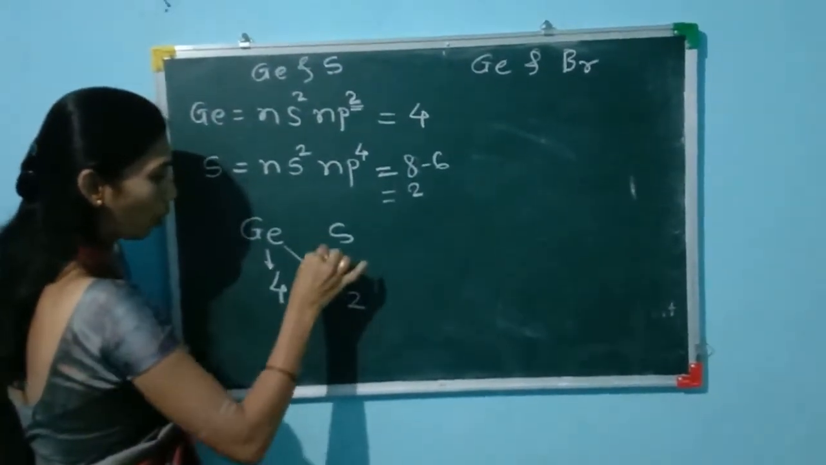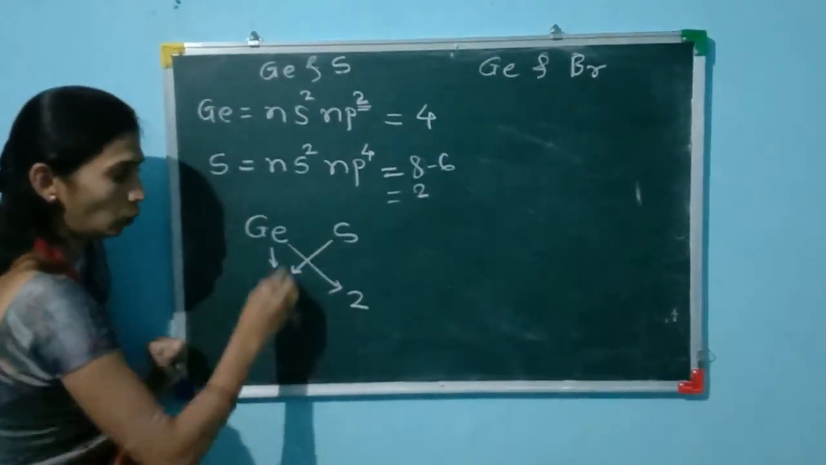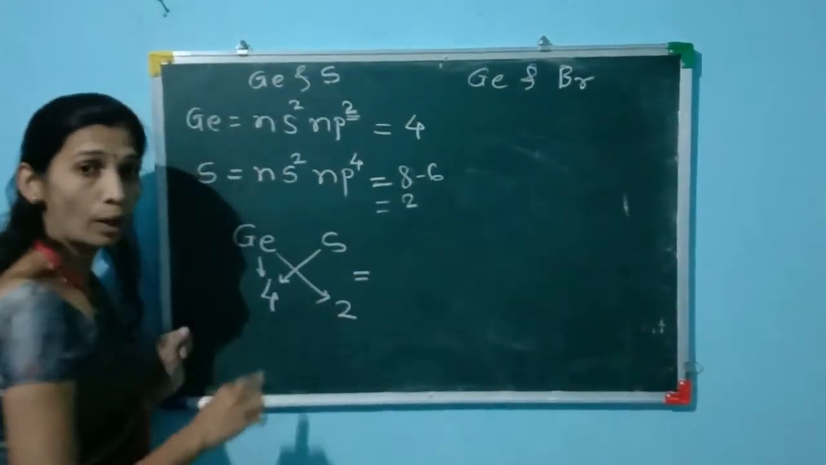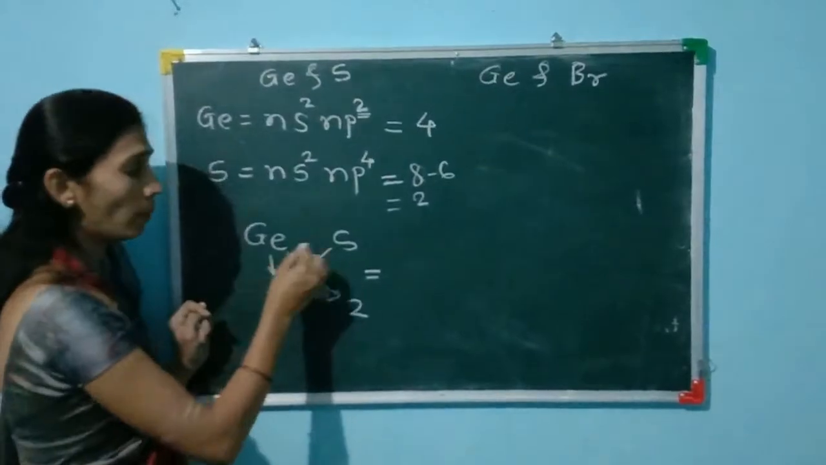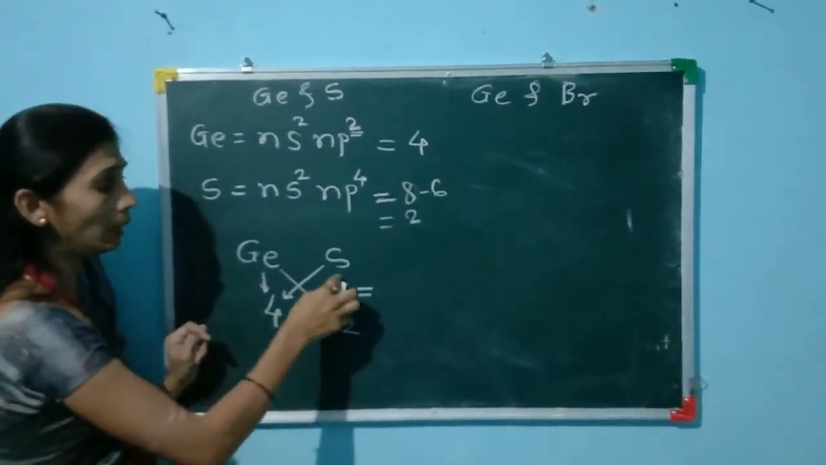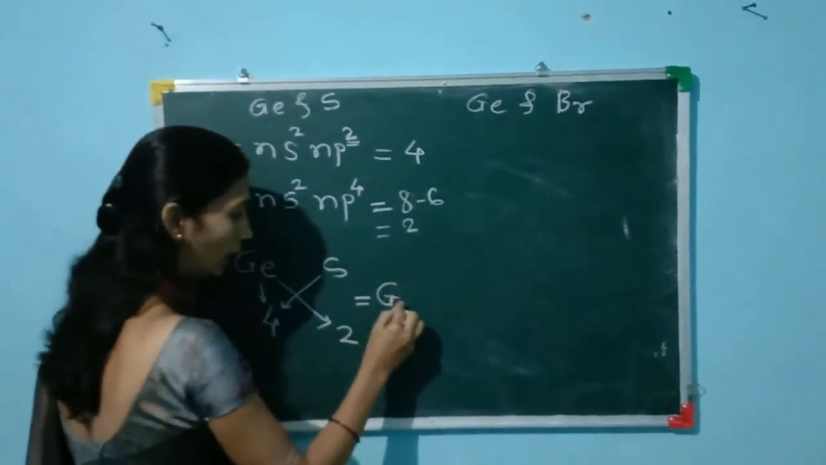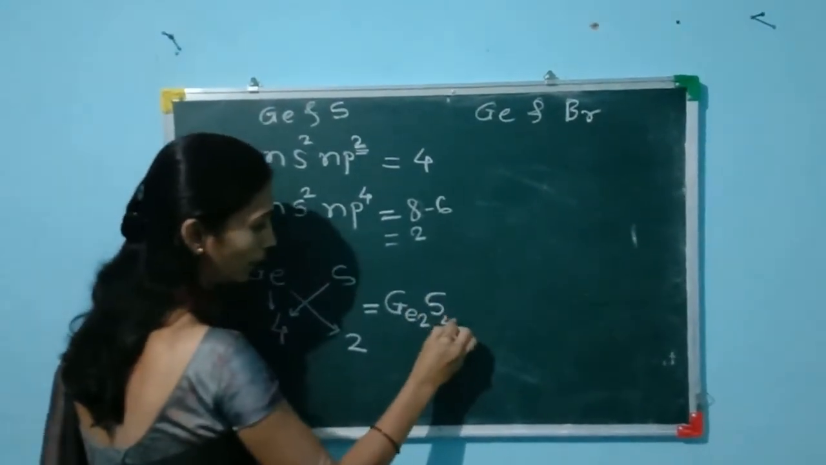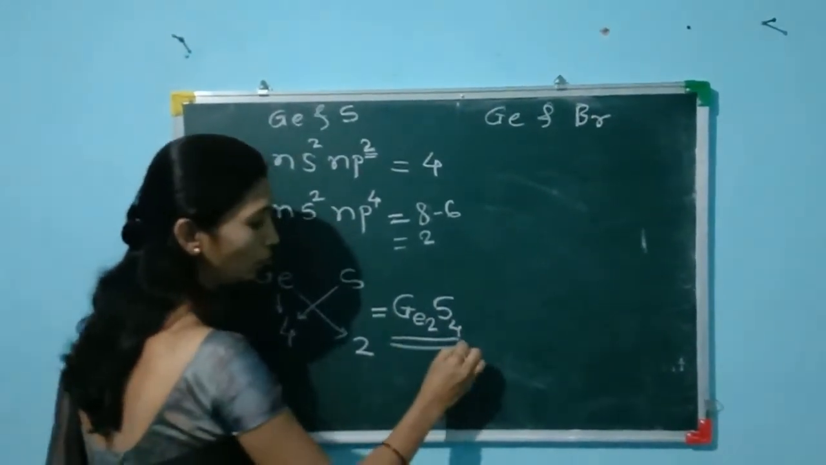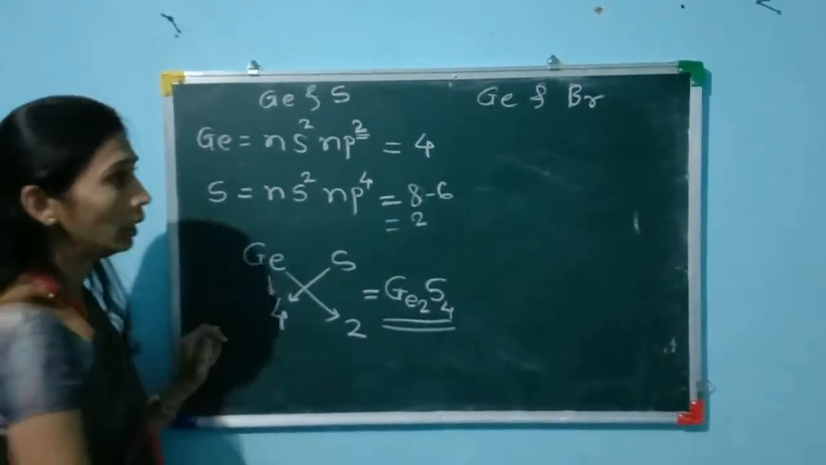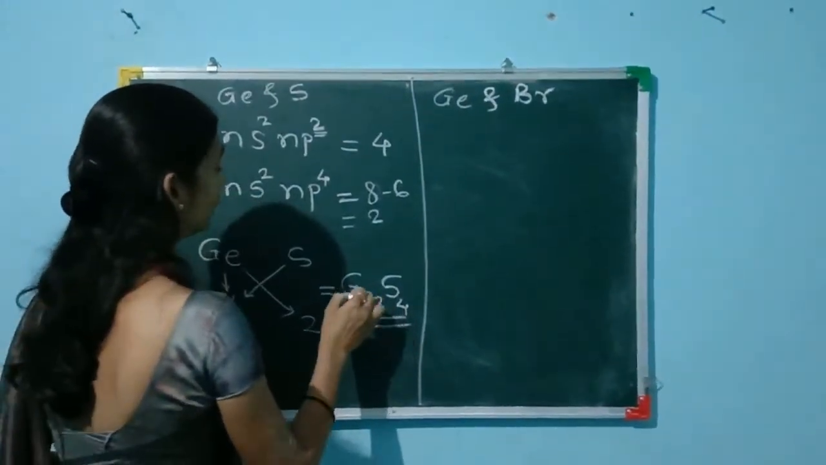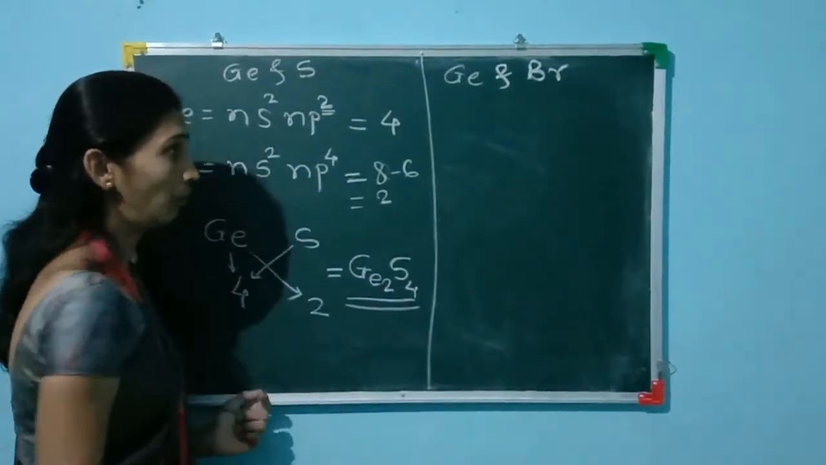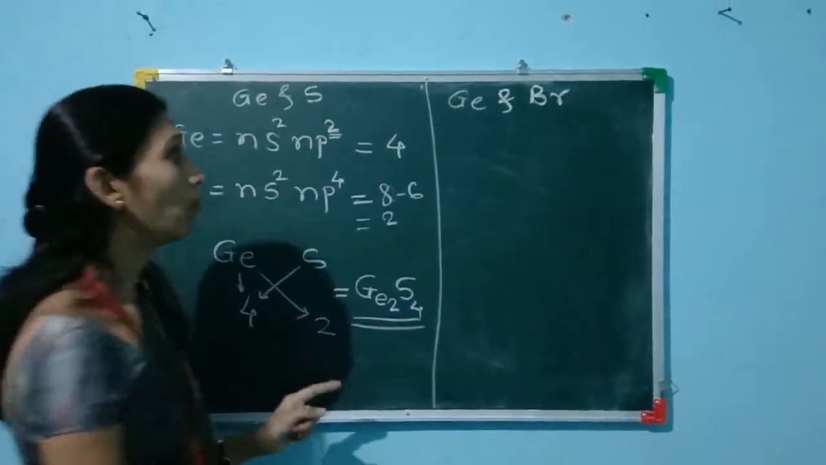By taking the cross multiplication of these two, the formula for the compound made by germanium and sulfur is Ge2, and the sulfur is S4. That is Ge2S4 for germanium and sulfur.